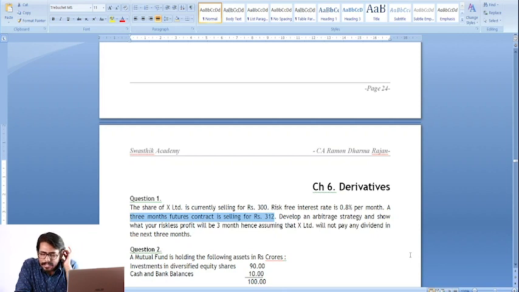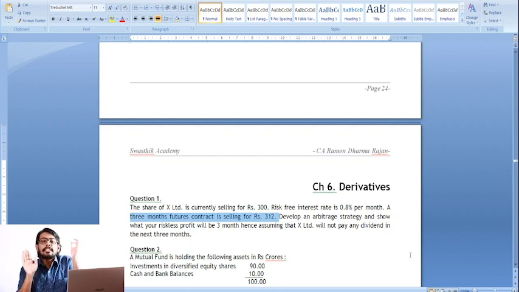When do you sell? Today or after 3 months? Understand, guys. 3 month future contract means it is a contract to buy the share after 3 months. Okay. The contract itself is an asset, or in other words, the word 3 month future is the name of the asset, and today its price is 312. Guys, 3 month future is an asset. Okay. 3 month future doesn't mean 3 month in the future. 3 month future is an asset.